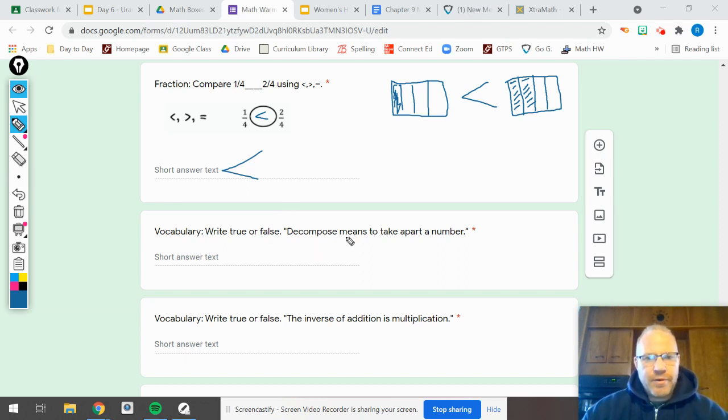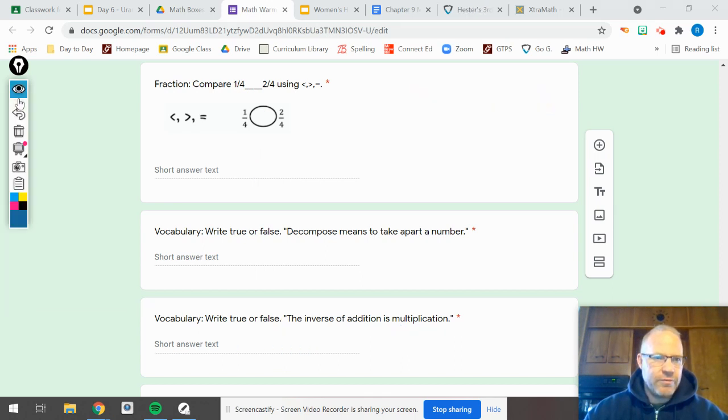True or false? Decompose means to take apart a number. That is true. True or false? The inverse of addition is multiplication. Addition and multiplication are not inverses. The inverse of addition is subtraction. False. If you need the notes, pause the video. Let's move on down.